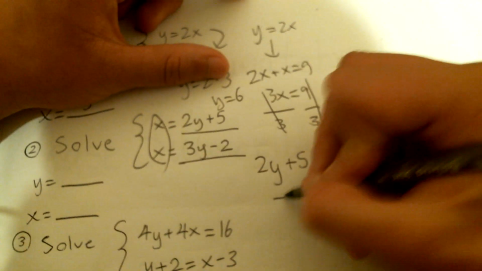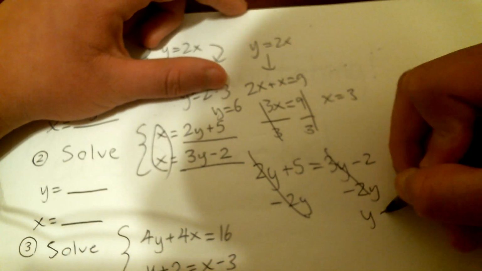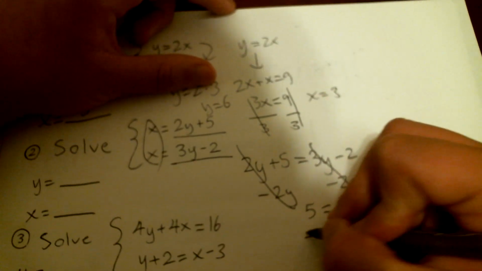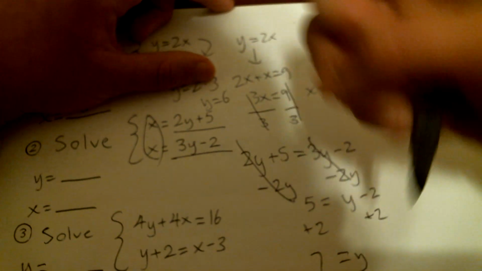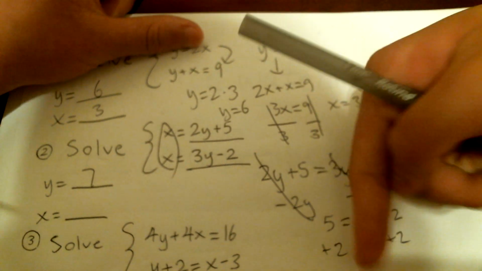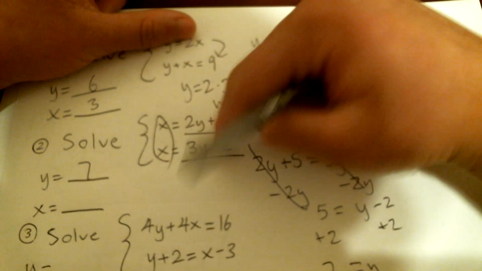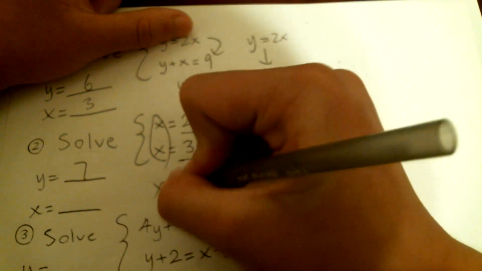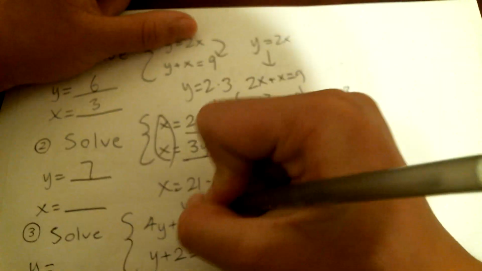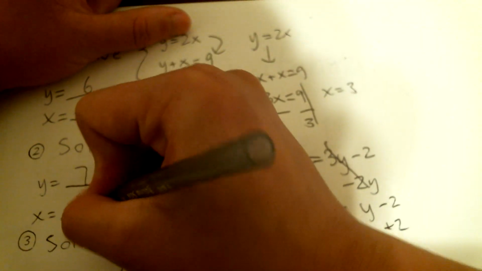So we can just subtract 2y from both sides. This would be 5 equals y minus 2, plus 2 to both sides, 7 equals y. So y would be 7. And then we can plug y equals 7 back into an equation, and we'll do it into the second one this time. So x equals 3 times 7, which is 21, minus 2. So that means x would equal 19.